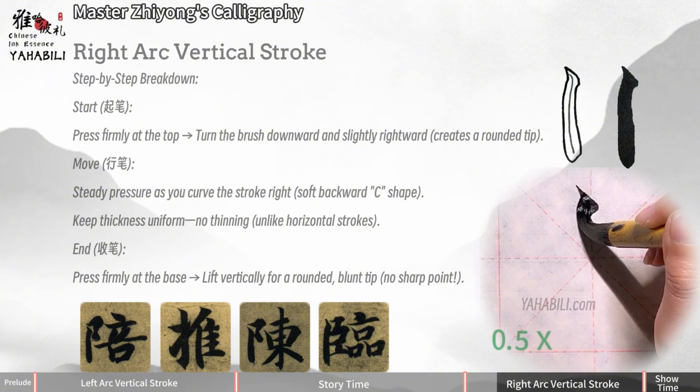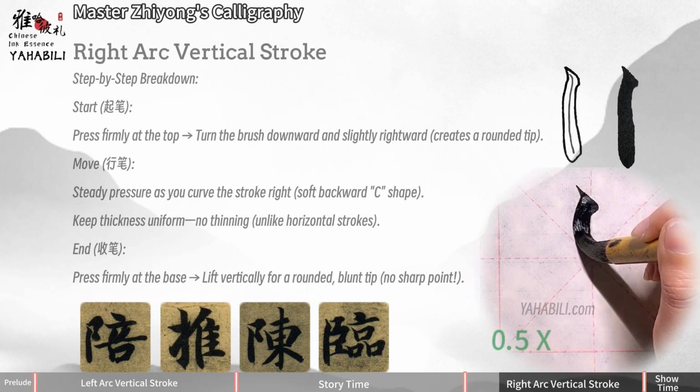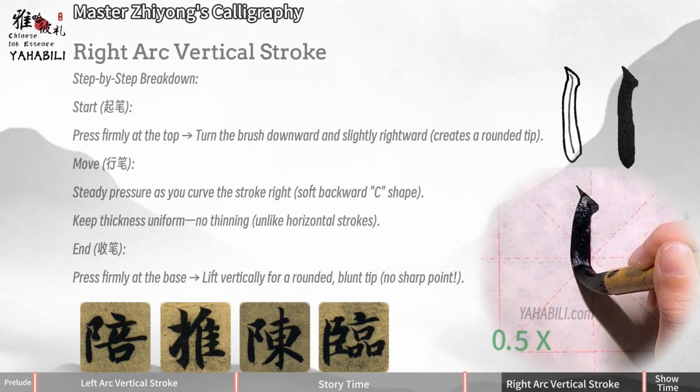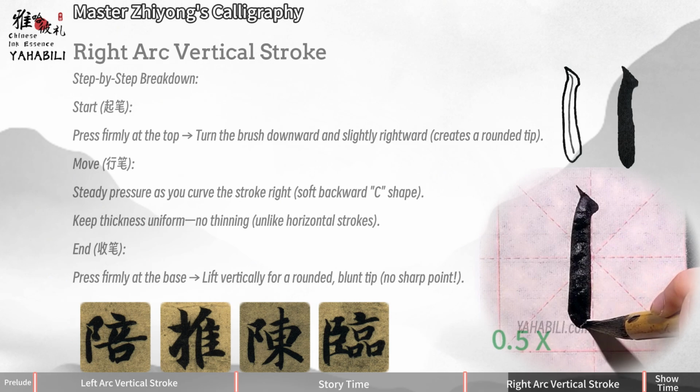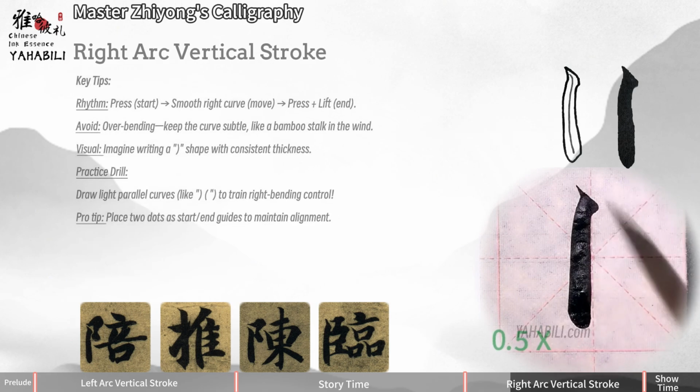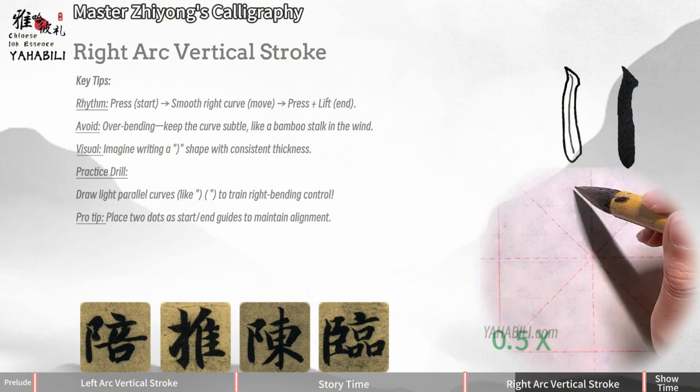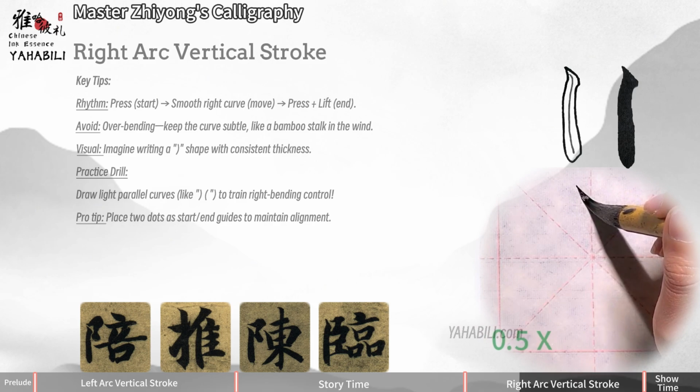Keep thickness uniform, no thinning unlike horizontal strokes. End: press firmly at the base, lift vertically for a rounded blunt tip, no sharp point. Key tips. Rhythm: start, press. Move, smooth right curve. End, press plus lift.